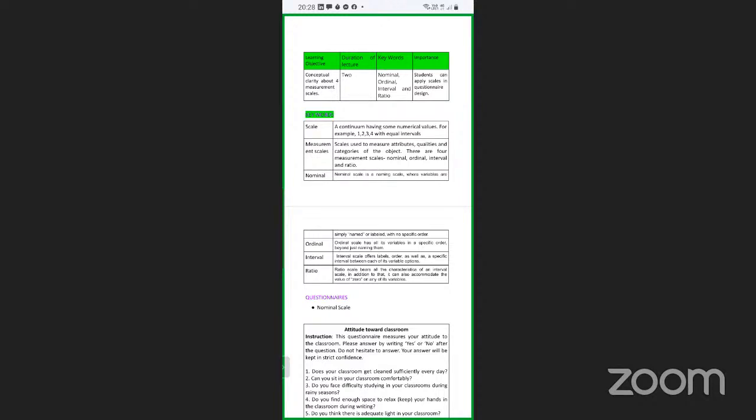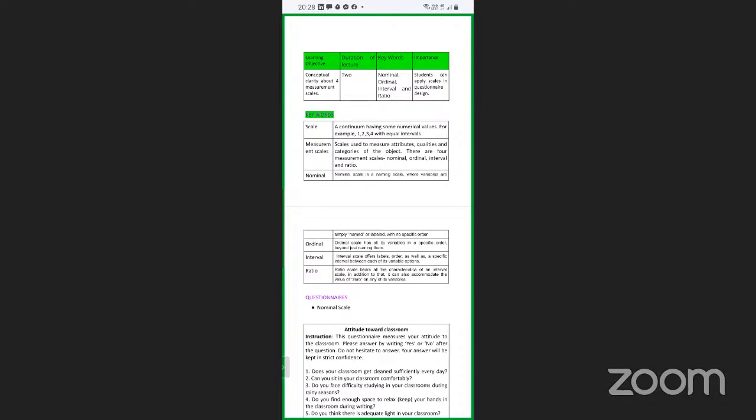Now, you go to the nominal scale. A nominal scale is a naming scale where variables are simply named or labeled with no specific order. What does it mean? It means, maybe I say that is male and the female. So female means gender. 0, male means 1. Or you can think that male means 0 and female means 1. So there is no specific order.